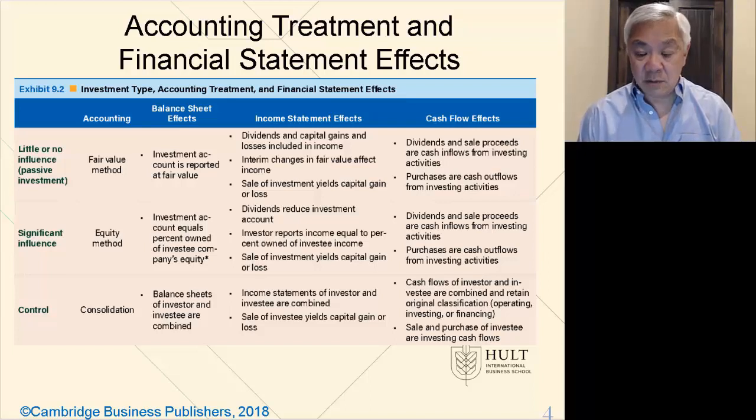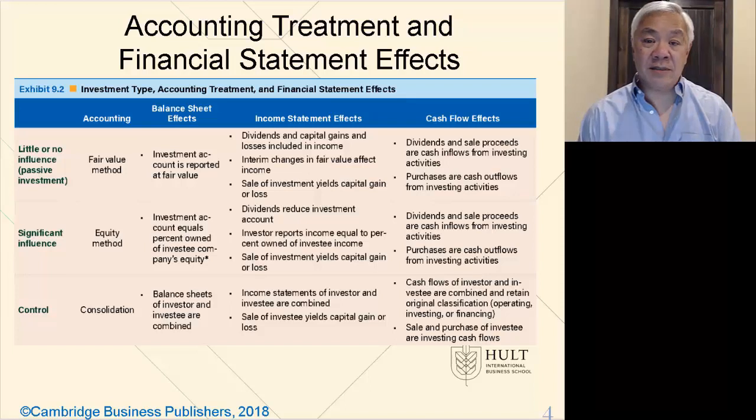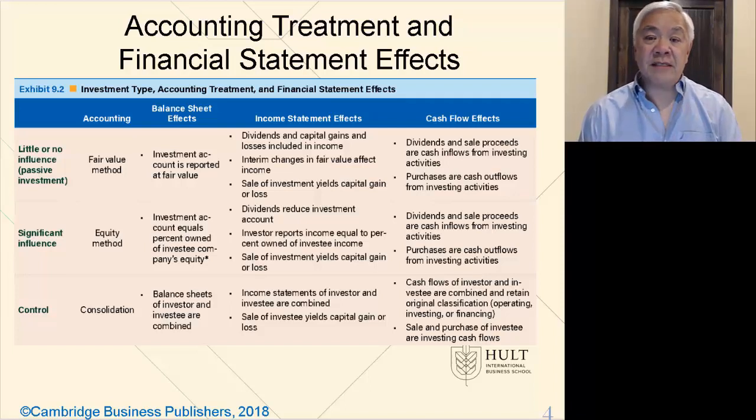The dividends would not be shown in the income statement. It would be shown as a reduction of our investment in the company. And when the investee reports income, we will take our pro rata share of the income, take that into our income statement, and modify our investment account. And the sale would, as usual, any sale of an asset generates a capital gain or loss as it would in an equity method investment as well.